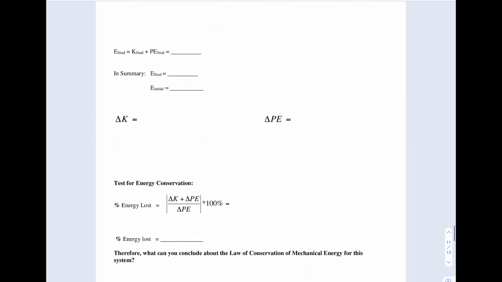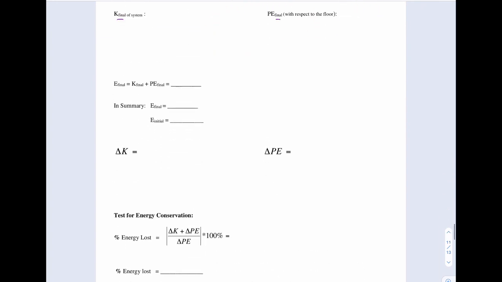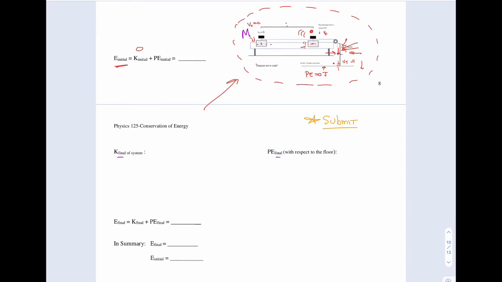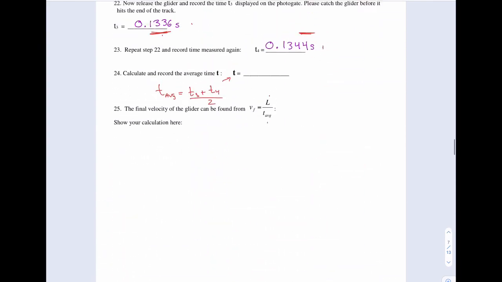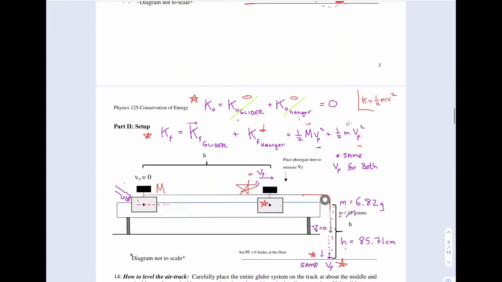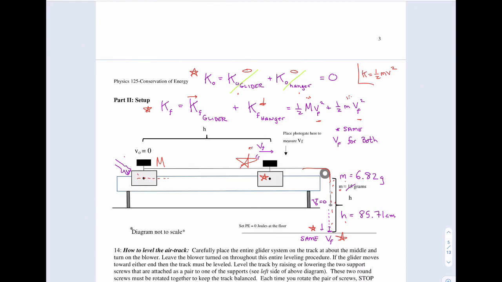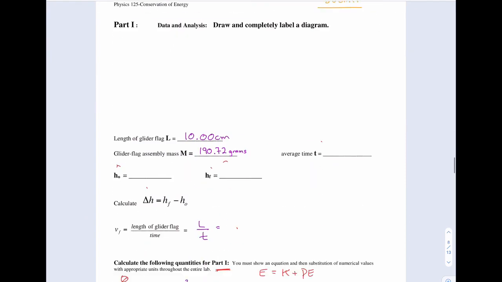So you calculate your change in energies, same way you did last time. And again, when you look for K final, you have two things moving. I think I did that up here. Yeah, right? So when you calculate your K final, you have two things moving. You have the glider and you have the hanger.